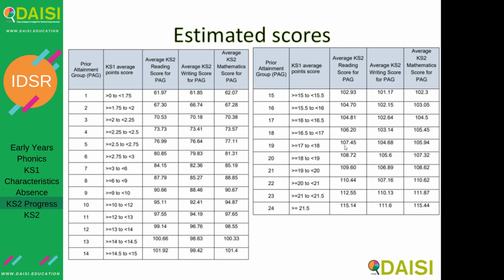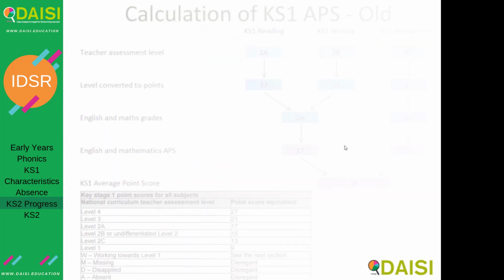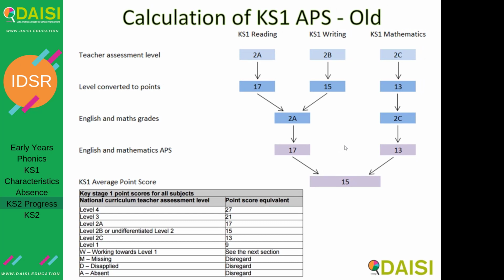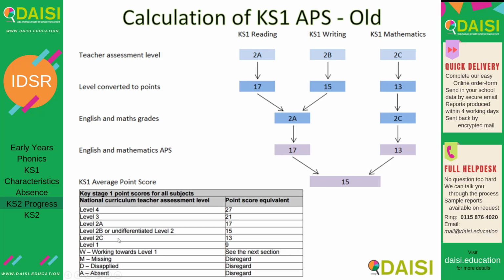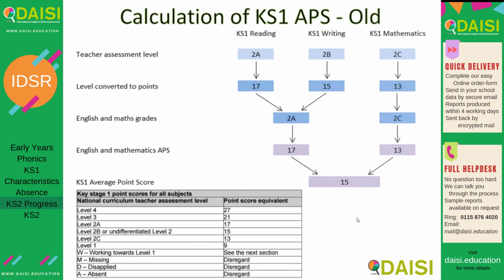But how do you work out a Key Stage 1 average point score? Well, this is the old methodology. The average point score is an average of English and maths, but there is no English exam, it's reading and writing. So your reading and writing grades, 2A and 2B, are converted into points and are averaged to make an English grade. Then your English and maths grades are converted to average point scores, and those are averaged out to get your Key Stage 1 average point score. Where a level 2, your mid-prior attainers, is between 12 and 17.99 points. But that's the old method.